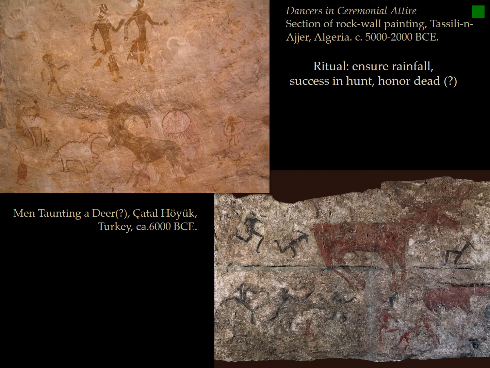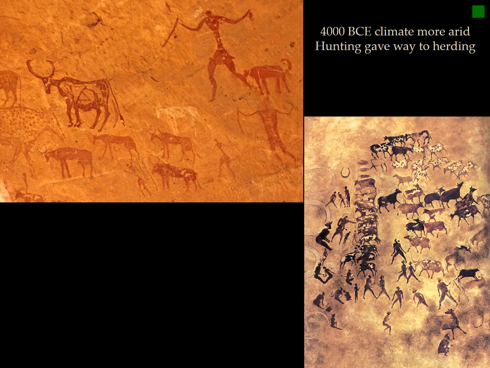Now, the two figures shown here with other animals are likely part of a ritual. We do not know what the ritual was meant to accomplish, but the dominant theories are to ensure rainfall, success in a hunt, or to honor the dead. This is very common in Neolithic civilizations that existed throughout the world at the time.